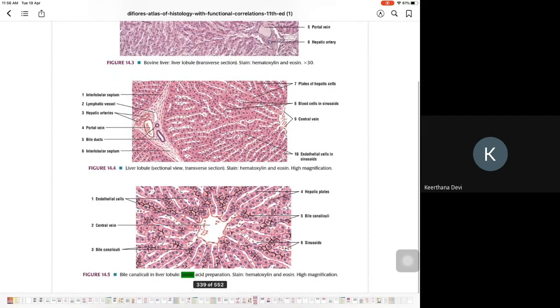Figure 14.5, bile canaliculi in liver lobule, osmic acid preparation, stain hematoxylin and eosin, high magnification. 1 is endothelial cells, 2 is central vein, 3 is the bile canaliculi, 4 is hepatic plates, 5 is bile canaliculi again, 6 is sinusoid.